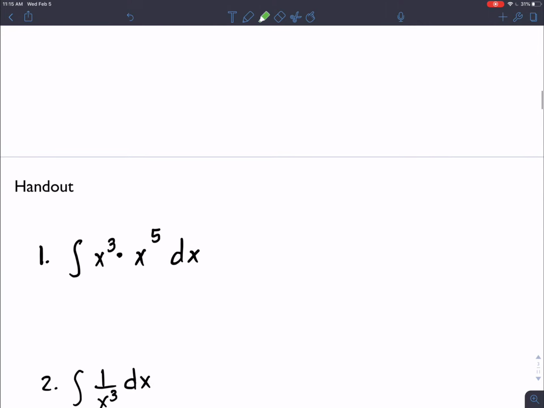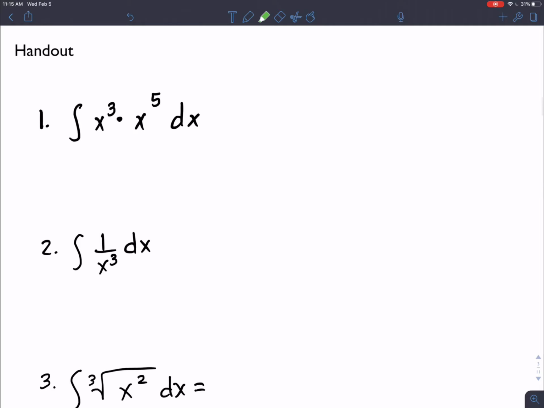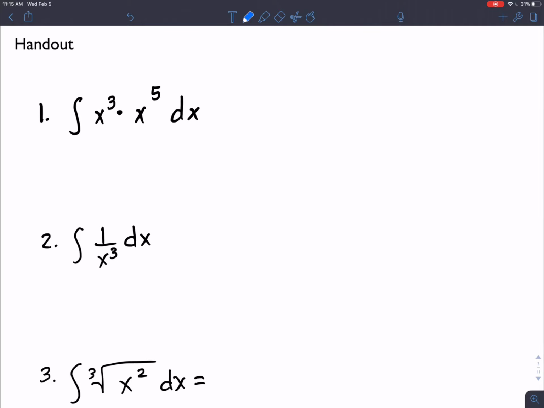Alright, so we're going to move on. I'm just going to work a few examples with you here, just so you can get the gist of what we're going to be doing.